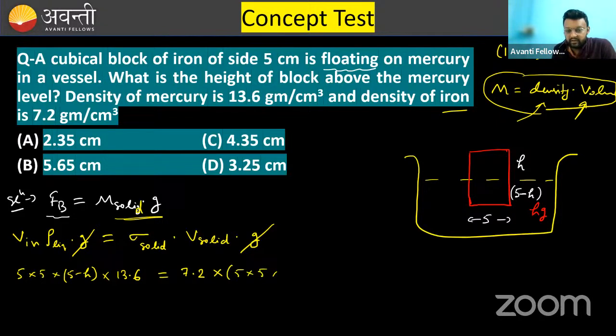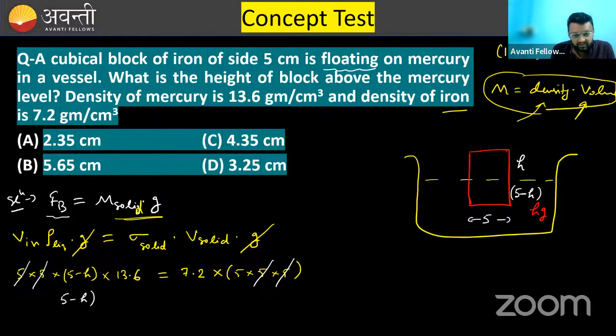5 into 5 into 5. Now you just need to solve it out. I am not going to solve. I think I should not solve. Actually, I can see that 5 into 5 will cancel out. So what will remain?